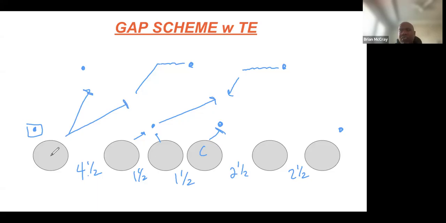Now, if they all set up in blitzes, that's fine. You still got down blocks. You get down blocks, and it's pretty easy to make the adjustment going forward.